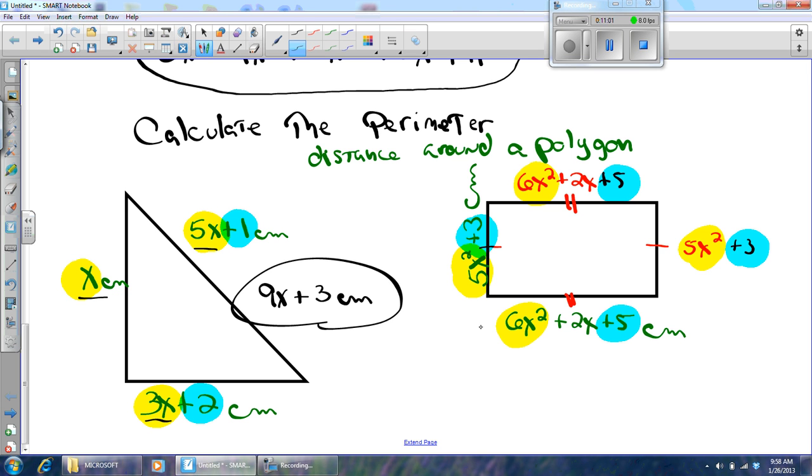So how many x squareds do I have? Well, I have 11 and 11, which would be 22x squareds. How many plain old x's do I have? It looks like I have 4 x's. How many constants do I have? It looks like 16 centimeters, and there you go.